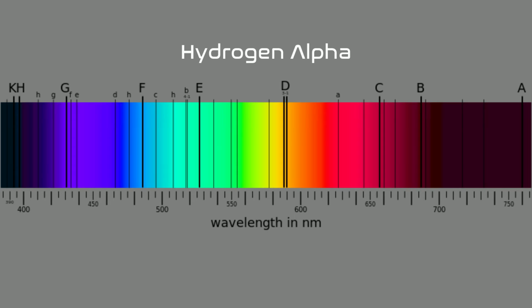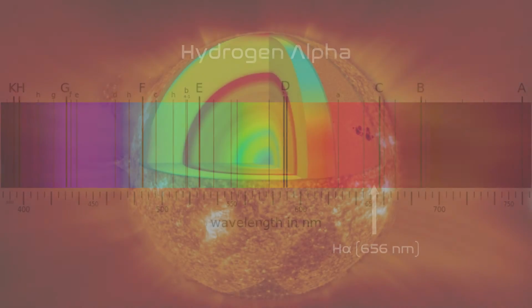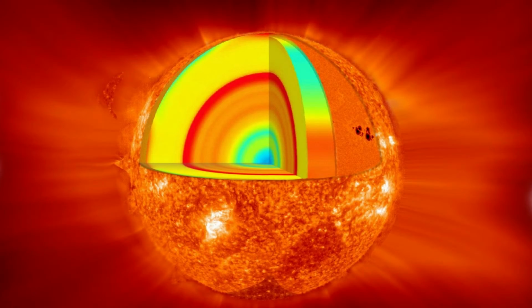A hydrogen alpha filter is a narrowband filter that allows only the hydrogen alpha emission line to pass through, blocking everything else. The hydrogen alpha line is at 656 nanometers in the red portion of the spectrum. Hydrogen alpha filters show us a region of the sun called the chromosphere. The chromosphere is a layer of the sun about 250 miles above the photosphere, with a temperature between 6,700 and 14,000 degrees Fahrenheit.